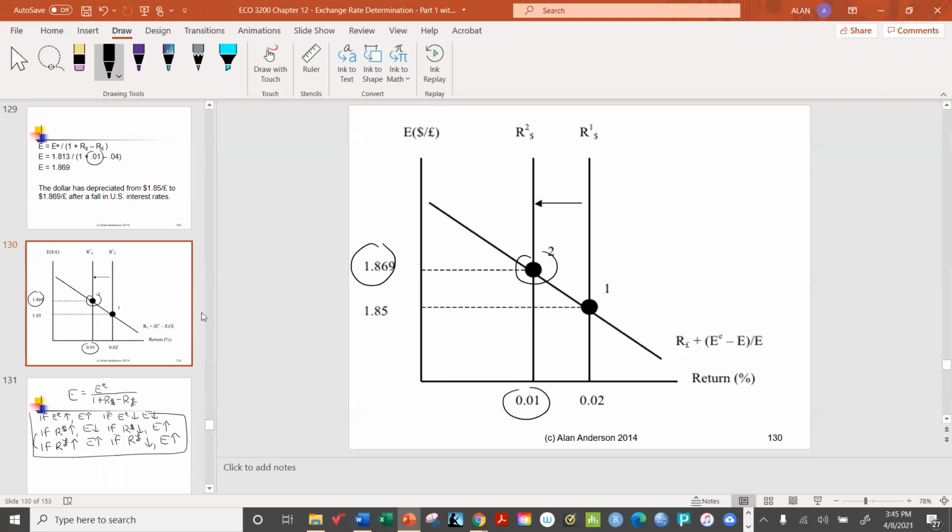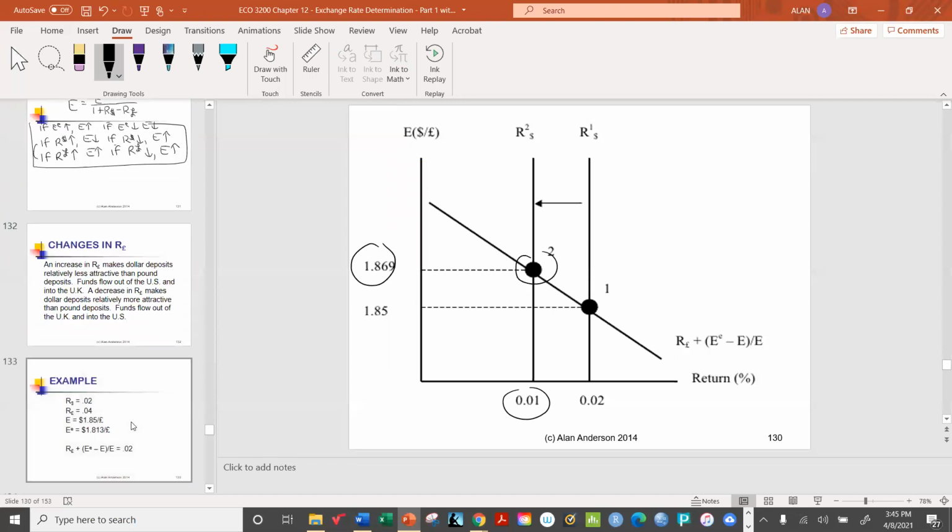Now, I did mention there are two other factors that could change on this graph. Both of them involve the British pound. We could see a change in the British rate of interest. We could also see a change in expectations. And of course, both of those will affect this curve as opposed to the US dollar curve. So what's going to happen? Based on the logic we just saw, it appears that higher interest rates are beneficial to a currency. And you'll see that that's exactly correct.